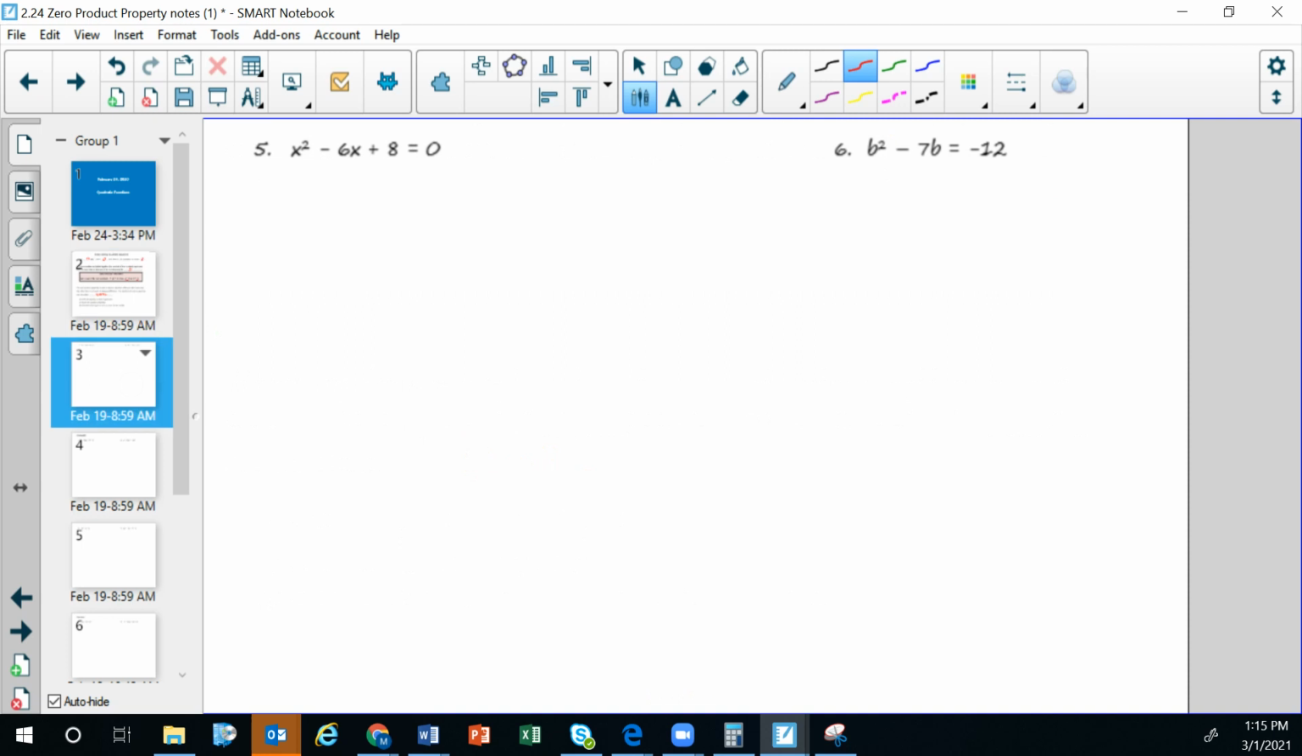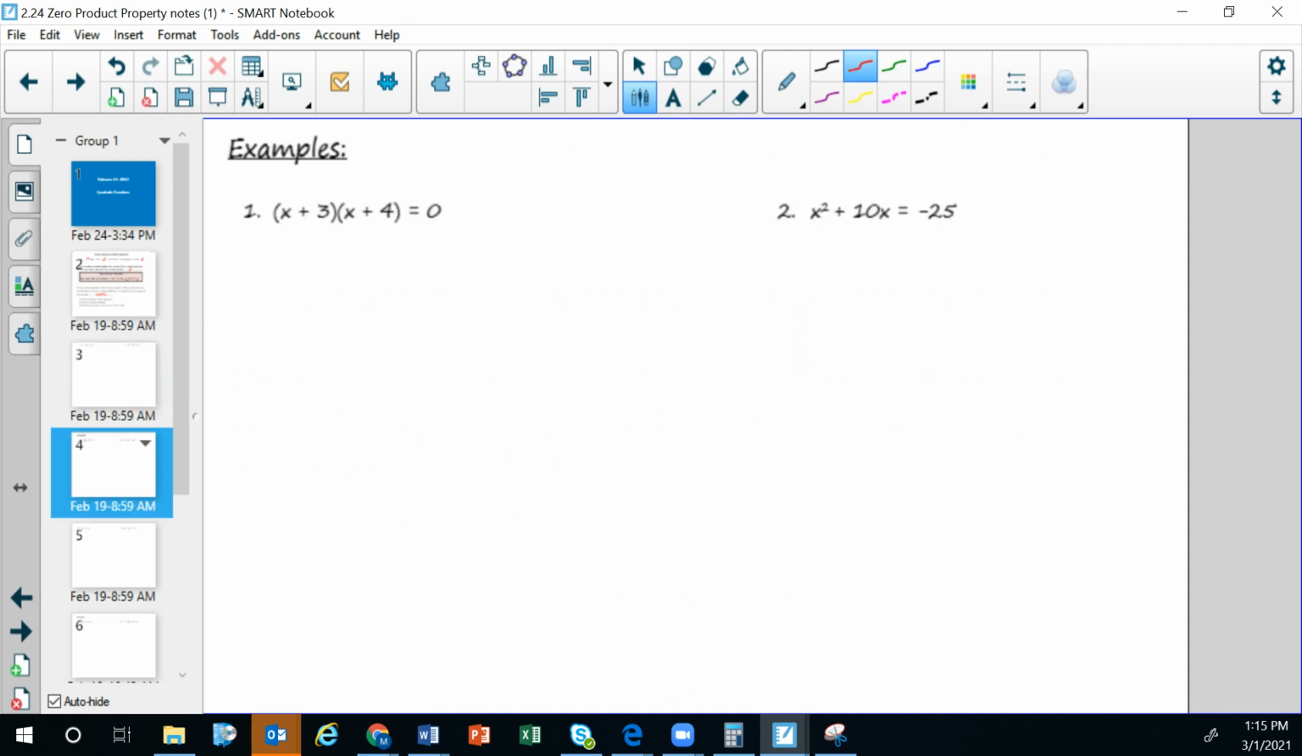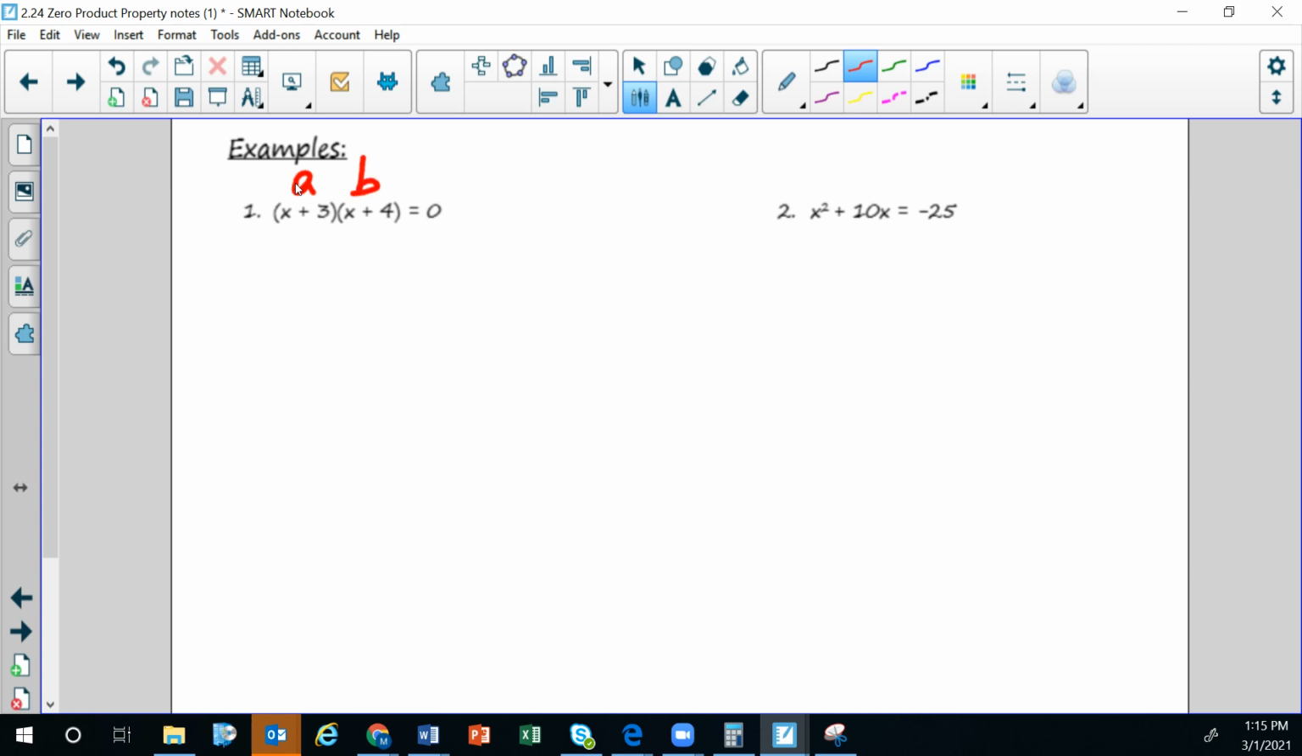So let's look at an example. Now let's look at number 5. I'm sorry, this is out of order. Let's slide this up there, okay? Let's look at number 1. So here we have two factors, right? Multiply together equals 0. So this is just like, this is my A and this is my B equals 0. And so we're gonna set each factor to 0 and solve for x.